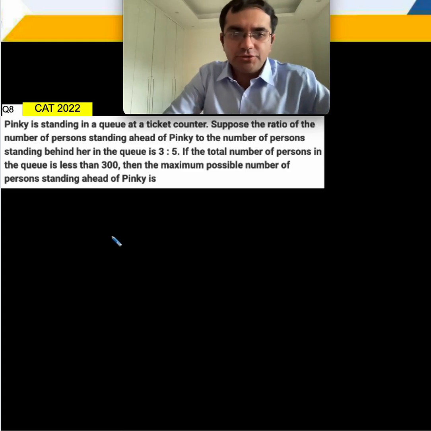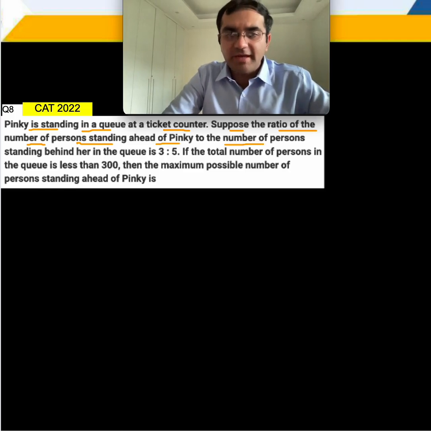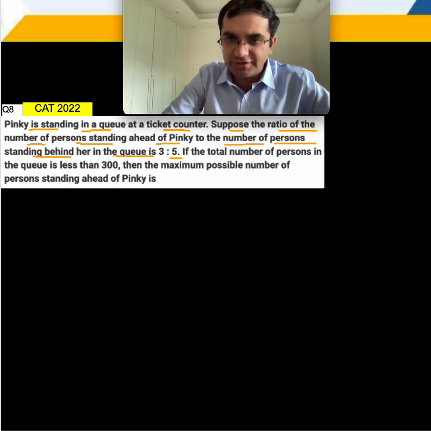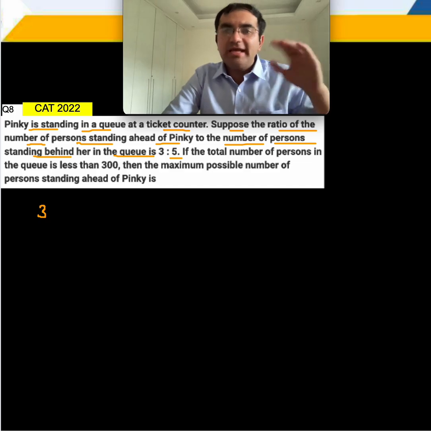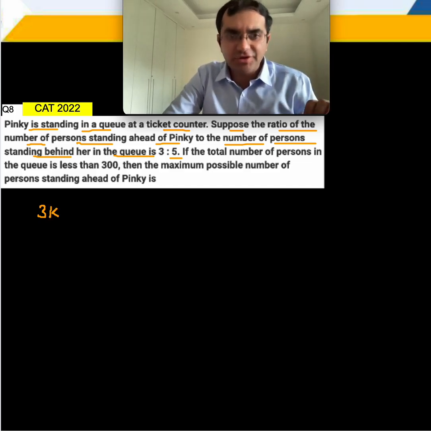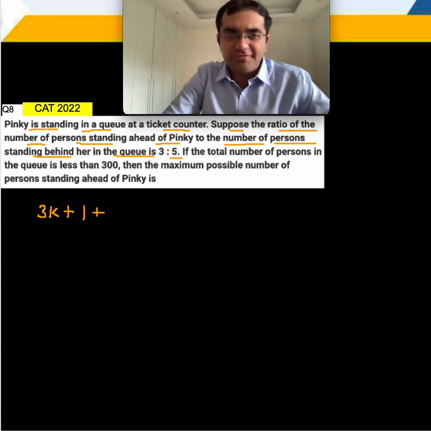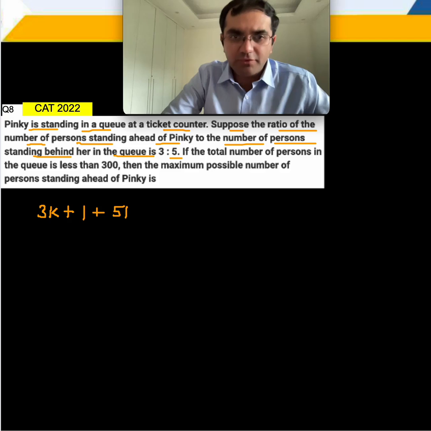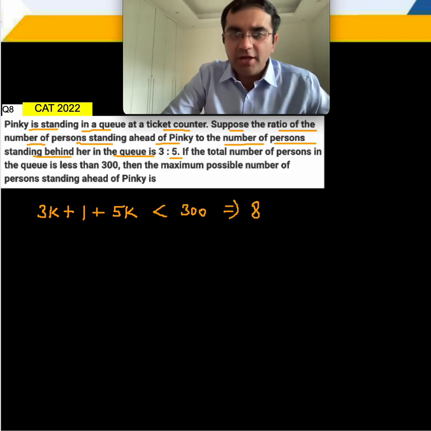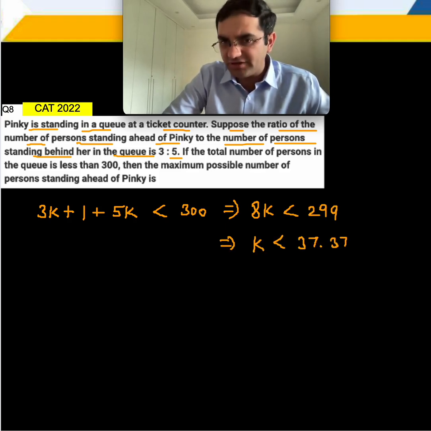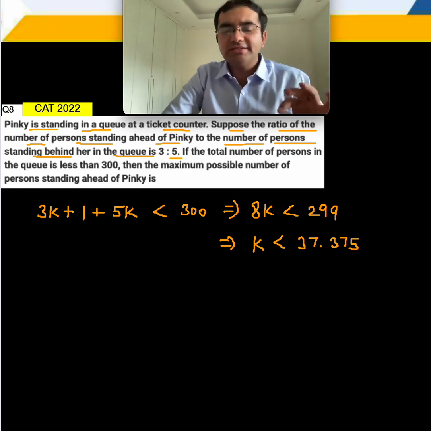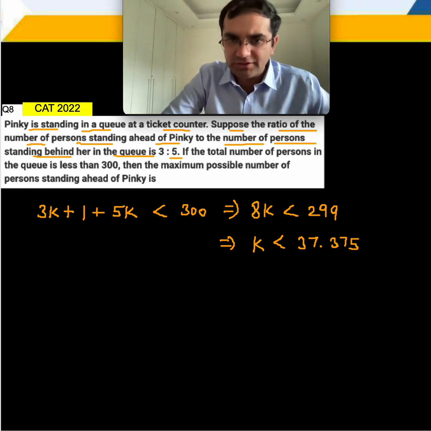Question on ratios. You have Pinky in a queue. Ratio of people standing behind Pinky to ahead of her is 3:5. So K लगा देते हैं. Let's say behind Pinky is 3K. Then there is Pinky and then there are another 5K people in front of her. This is the total number of people and the total number of people is given to be less than 300. ठीक है? Quickly solve. 8K is less than 299. K is less than 37.375. कुछ भी कर लो, K as a constant will be less than 37.375.